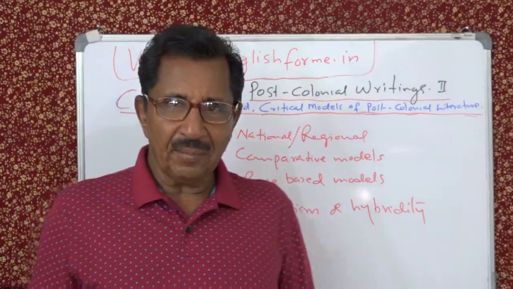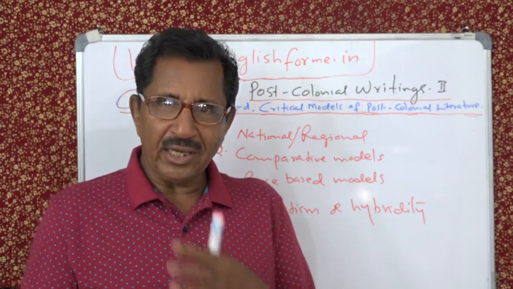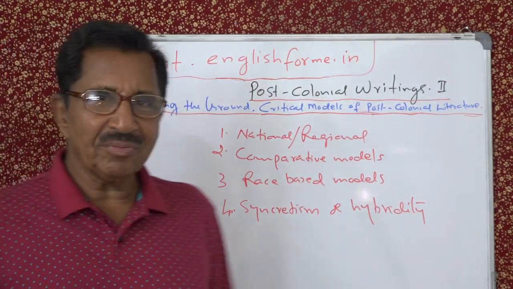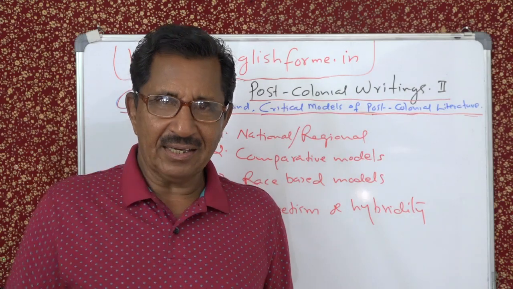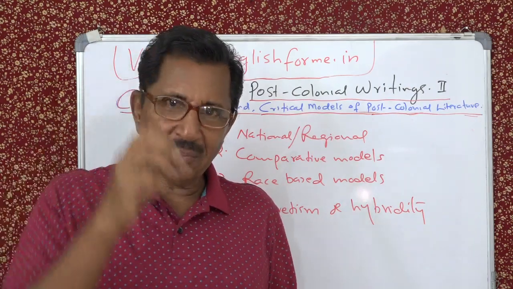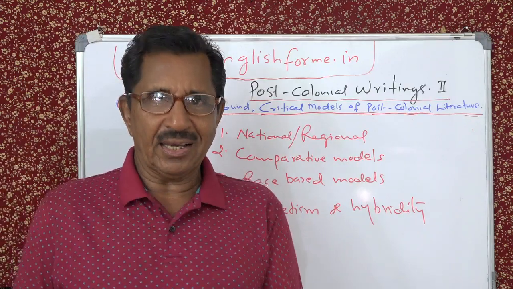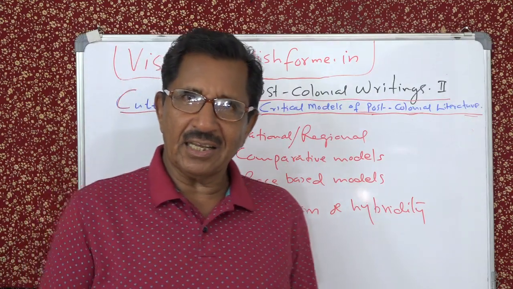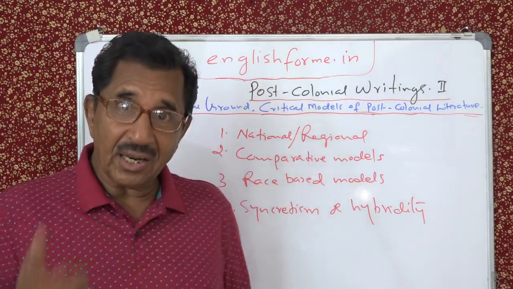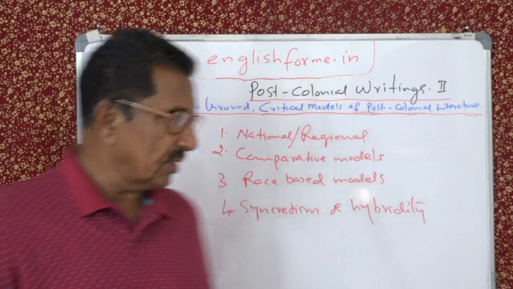Comparative models means compare white writing with white, black writing with black, and also white with black and black with white. So these are different models. The race-based models means especially black writing. You can have black writing where there is a white majority and black minority, like America. Or you'll find only black, a black majority, in Nigeria, Kenya, South Africa. Or you can also say Europeans writing about the blacks. That also can be included in this.